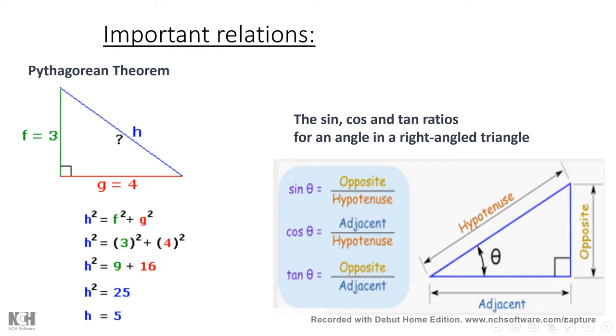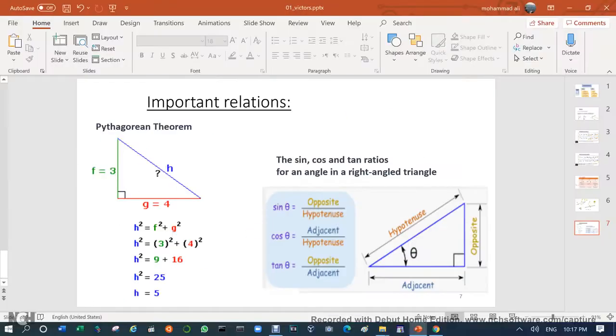And you need to know how to find sine theta, cosine theta, and tan theta. For example, sine theta is opposite over the hypotenuse, cosine theta is the adjacent over the hypotenuse, and tan theta is the opposite over the adjacent. We will use these relations many times in the future, and I think you will be fine with them.